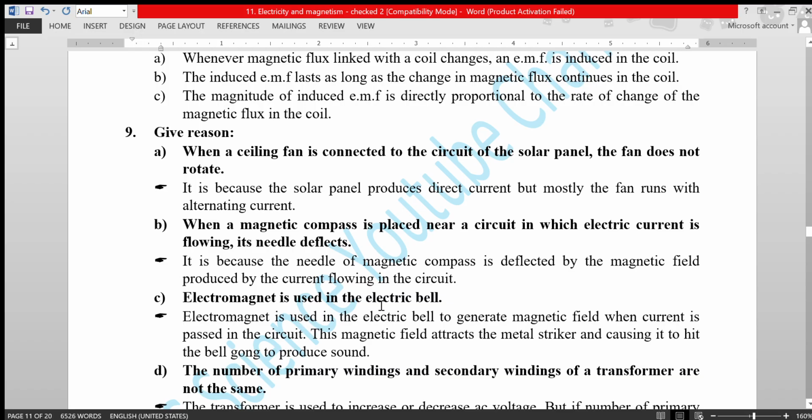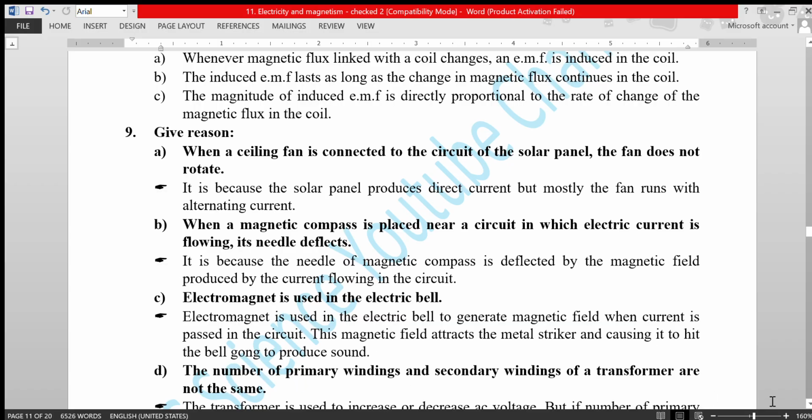Electromagnet is used in an electric bell. An electromagnet is used in an electric bell to generate a magnetic field. When the current is passed in the circuit, the magnetic field attracts the metal striker, causing it to hit the bell gong to produce sound.